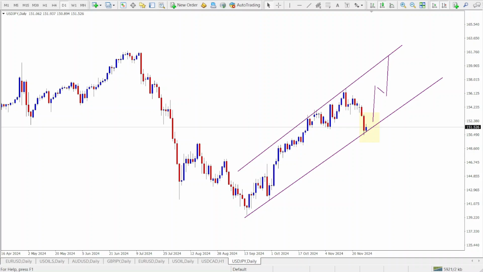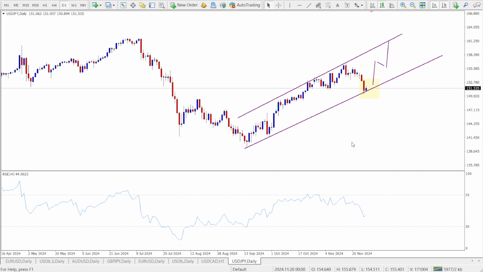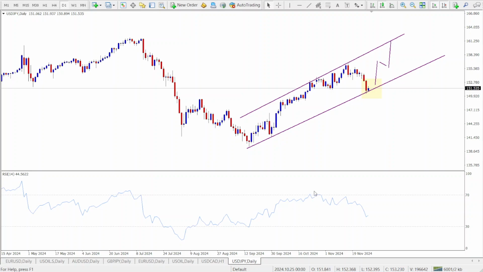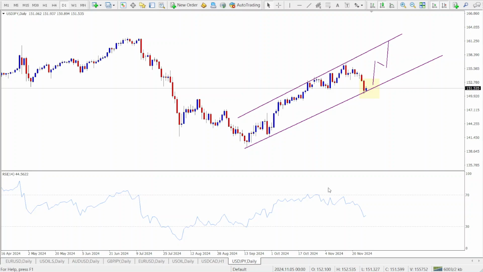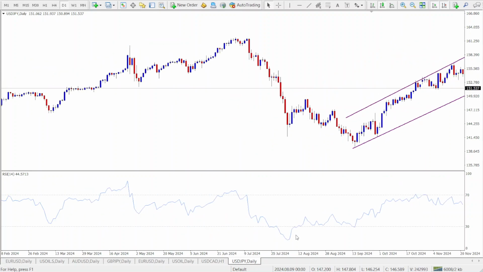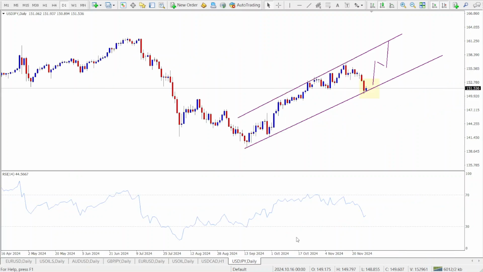First up is the RSI, the Relative Strength Index. Okay, so I'm going to be adding the Relative Strength Index to the chart right away. Now, when the RSI crosses above the 70 level, it signals that the pair is overbought. Okay, so it signals that the pair is overbought and a reversal might be coming. On the flip side, when the RSI falls below 30, it signals that the USDJPY pair is oversold and a bullish reversal could be incoming.